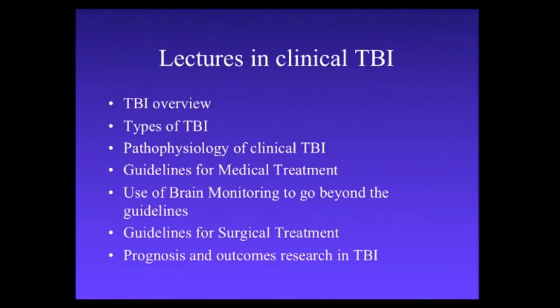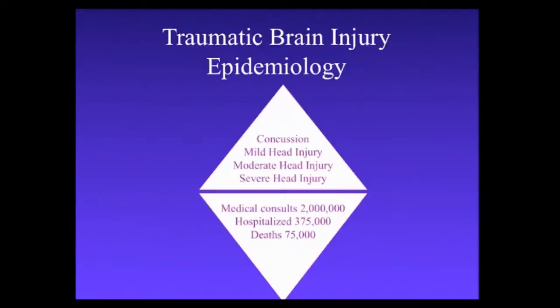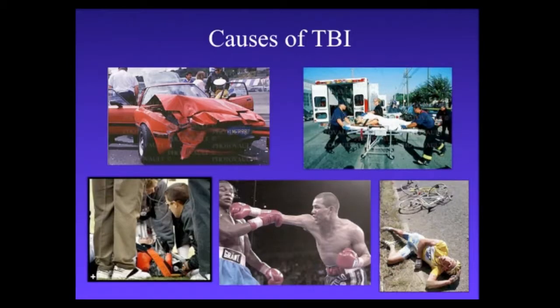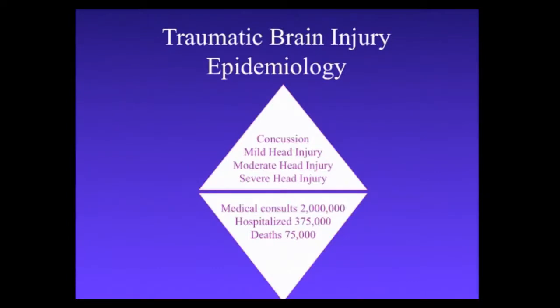So traumatic brain injury is a very common problem. I think it's important to understand that this is a huge problem. There are 2 million brain injuries per year in the U.S., which is much larger, really, than a lot of other kinds of things that we deal with. It's extremely common. And there is sort of a progression of severity.